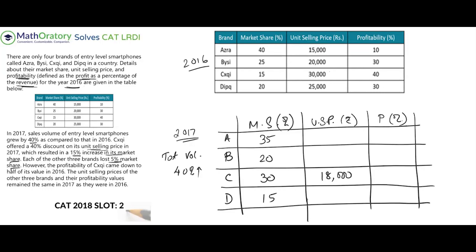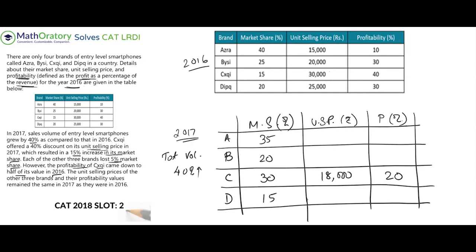Next information tells us the profitability of C came down to half of its value in 2016. So the profitability of C has become half of what it was in the previous year. And profitability is in percentage itself, right? So this is what we are talking about, not the profit, the profitability. So this would be 20 for 2017.